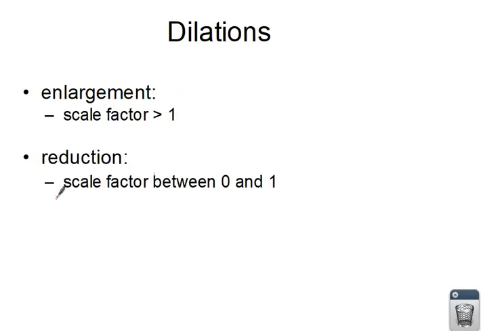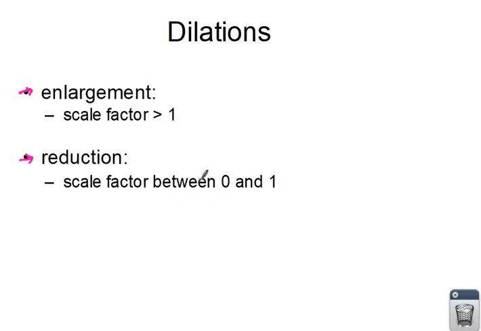All right, 2 different types of dilations. There's an enlargement and there's a reduction. These should be self-explanatory just by listening to them. An enlargement means the shape is getting bigger. So the scale factor will be greater than 1. It could be 2 times bigger, 1.5 times bigger, 3.5 times bigger, something like that. It just has to be bigger than 1.